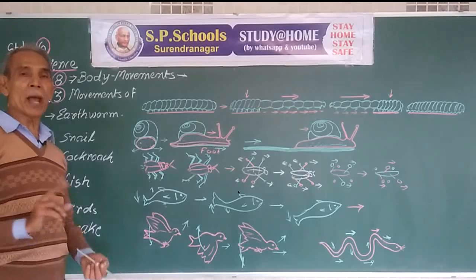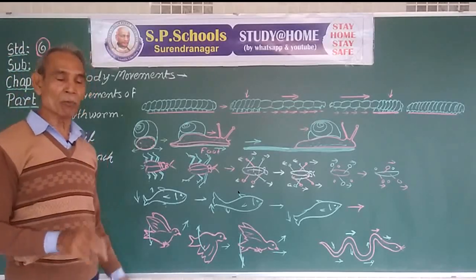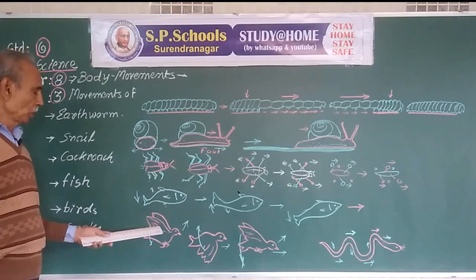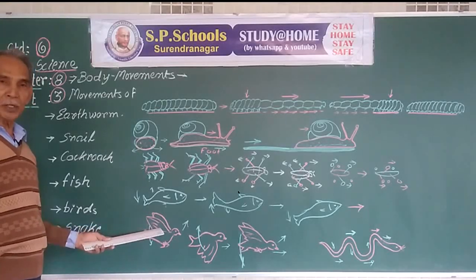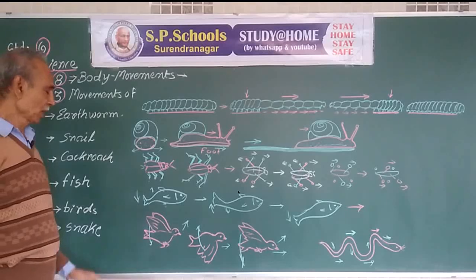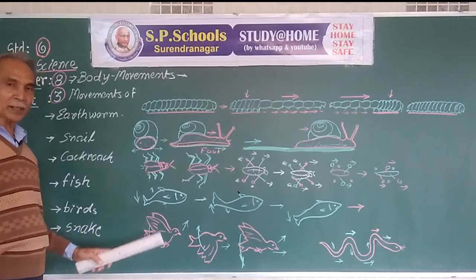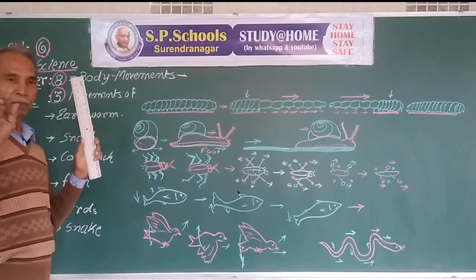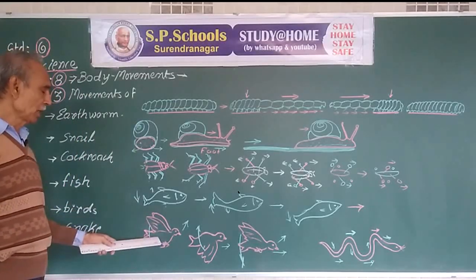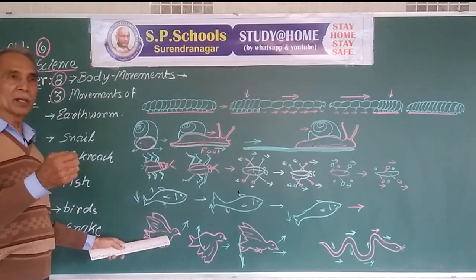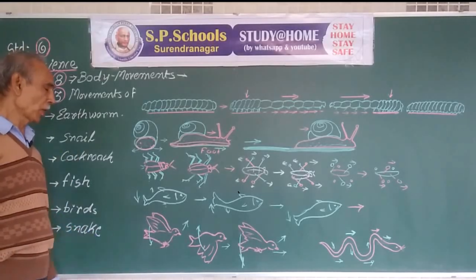There is a pair of muscles, of which one pair is used for the downward stroke of the wings. These muscles contract and move the wings downwards, helping the bird to fly up and move forward.